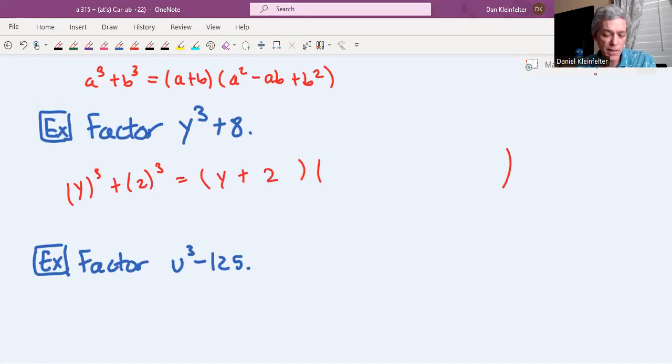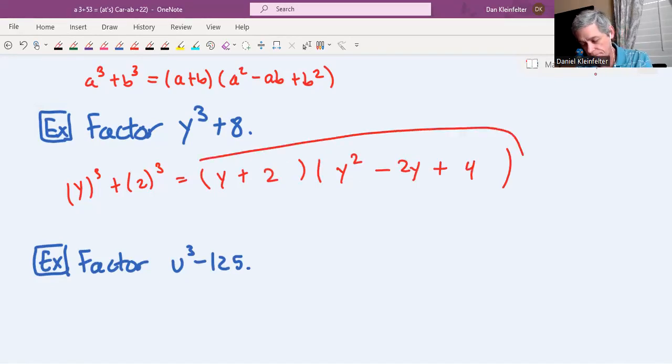And then for the trinomial, it will start with the square of the first thing. We're doing a sum of cubes, so we'll have minus. Then there's no 2, but we'll have the product of the two things, so 2y. And then in the back, always plus, and 2 squared is 4. Okay, there's that.